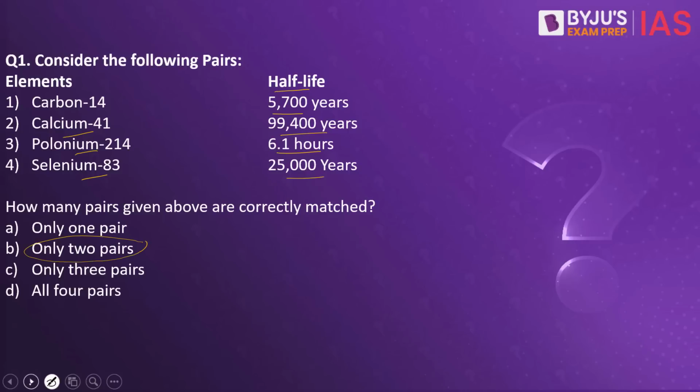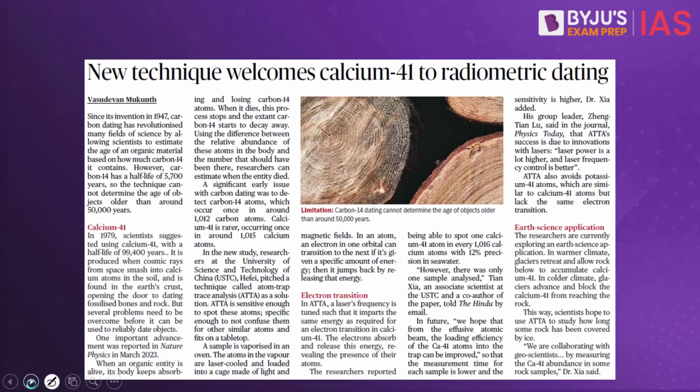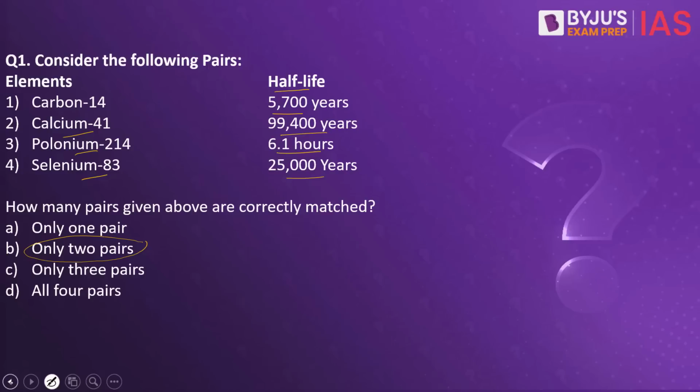Why have we taken this practice question? Because this article in The Hindu makes a reference to the half-life of carbon 14. It also makes a reference to the half-life of calcium 41. Let us try and understand these statements. Carbon 14 has a half-life of 5700 years. This statement is right. Calcium 41 has a half-life of 99,400 years. This statement is also right.